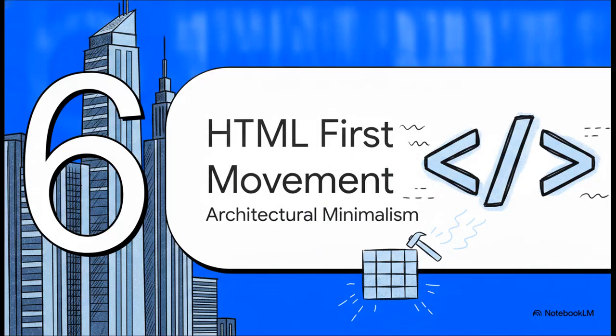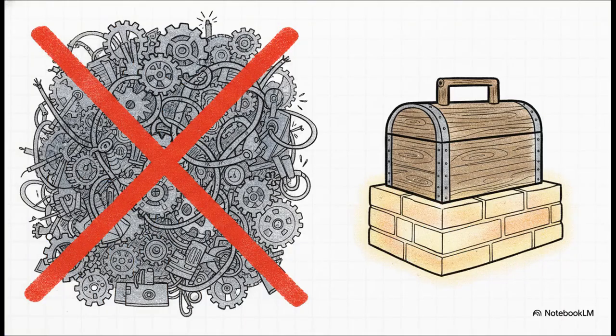Finally, Section 6, the HTML first movement, architectural minimalism. So, while tools like Gelato are out there protecting our modern digital skyscrapers, there's actually a growing countermovement asking a pretty radical question. What if we just stopped over-engineering the web? Enter the HTML first movement.